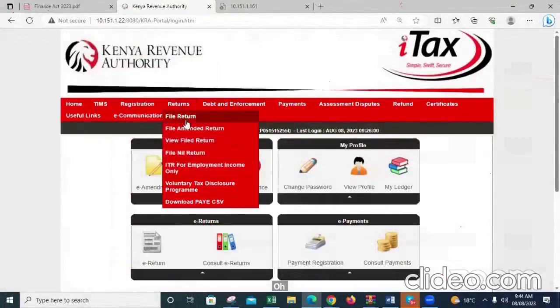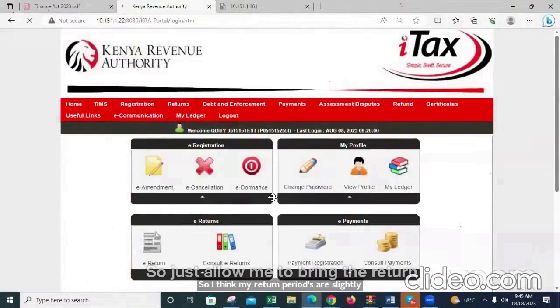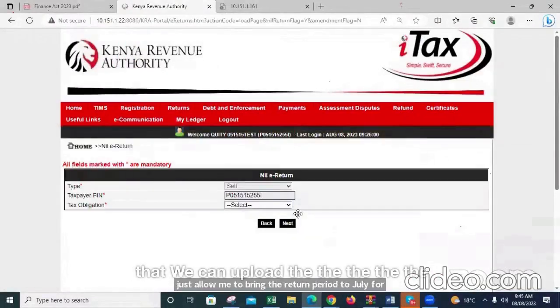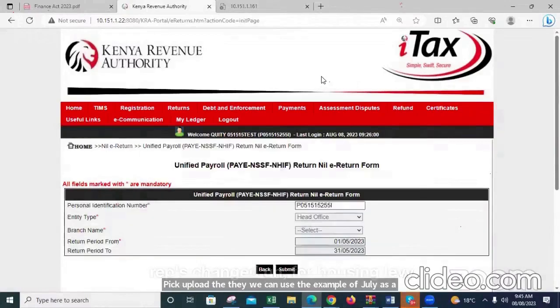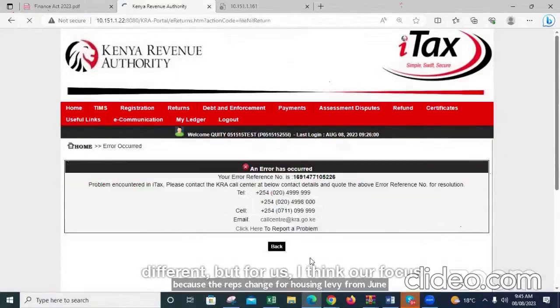I think my return periods are slightly behind. So just allow me to bring the return period to July for this example, so that we can upload. We can use the example of July because the rates change. For housing levy, from June going backwards is different, but I think our focus is now from July.